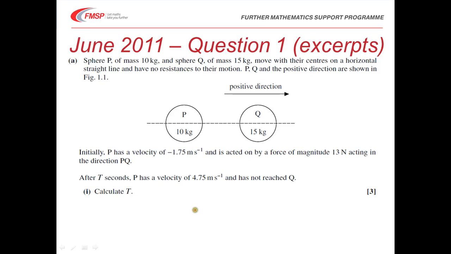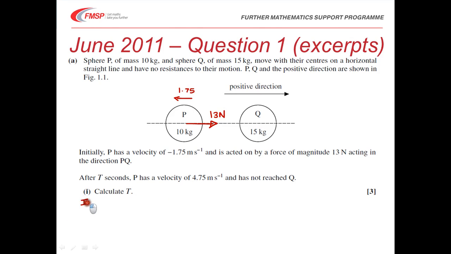So we have these two spheres and initially P has a velocity of minus 1.75 metres per second, and it's acted on by a force of magnitude 13 newtons acting in the direction PQ. So initially P is moving in that direction, and we have this force of 13 newtons acting on it.